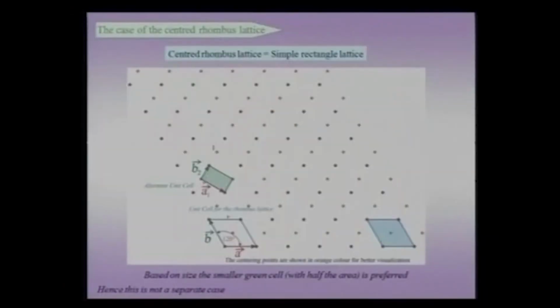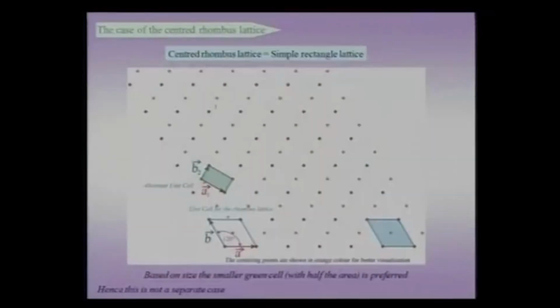Now let us consider the case of the rhombus lattice, because we did not consider the second type of lattice, which is the rectangle lattice, wherein there are two distinct cases, the normal rectangle lattice and the centered rectangle lattice. So for the centered rhombus lattice, why is it that we don't have a separate entry? Let us look at the centered rhombus lattice, wherein, just for the sake of clarity, I have shown the centering points in orange color.